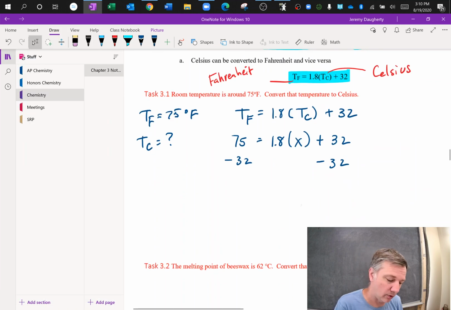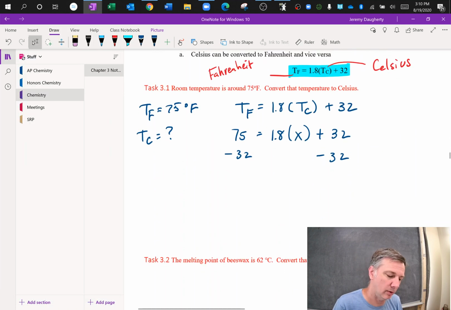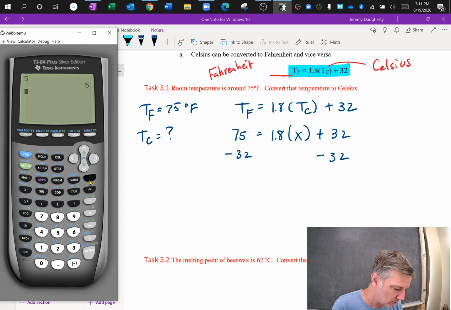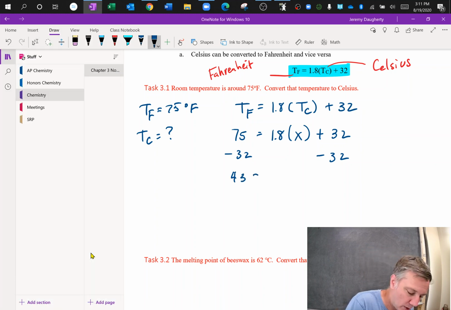Move this up a little bit. Sorry. First time using a calculator on the screen here. So 75 minus 32, and we get a value of 43. So I've got 43 is equal to 1.8 times x.